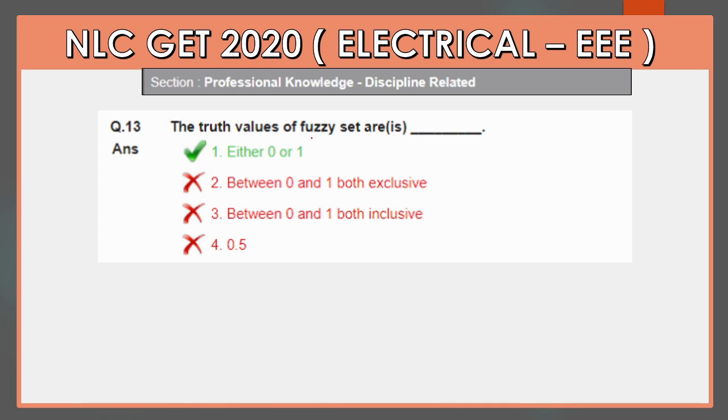This is the direct question from fuzzy logic. The truth values of fuzzy sets are dash. Answer is 0 or 1.